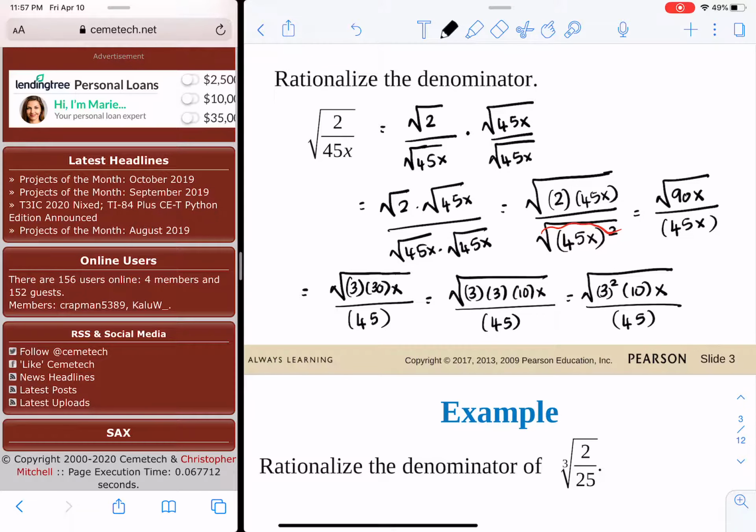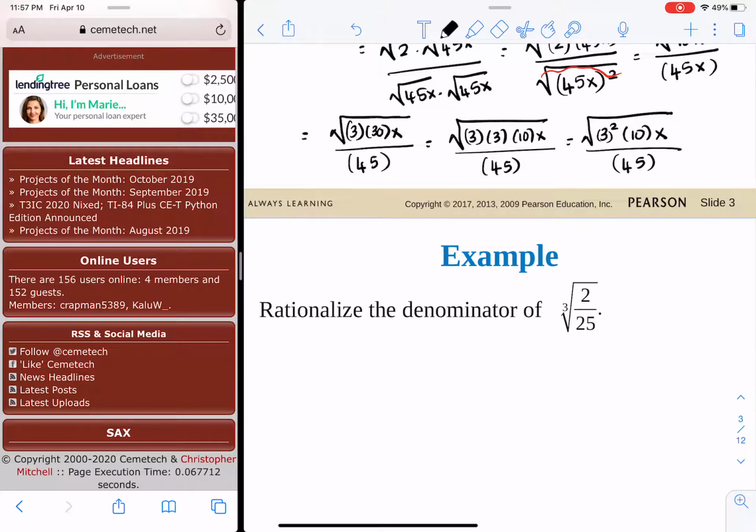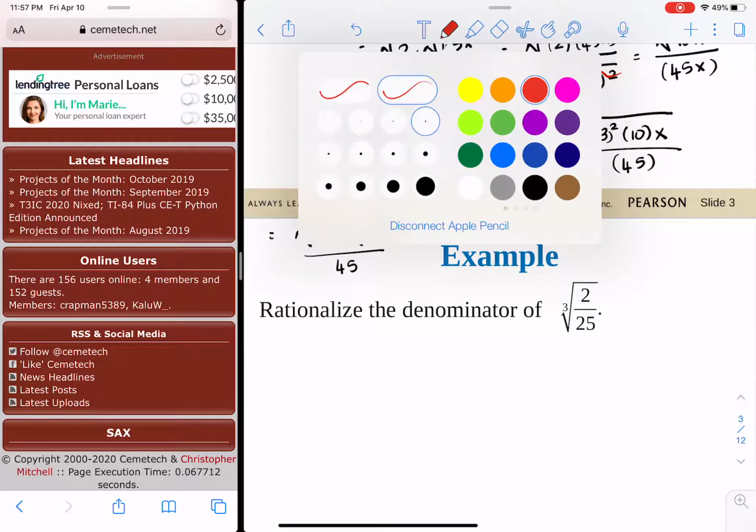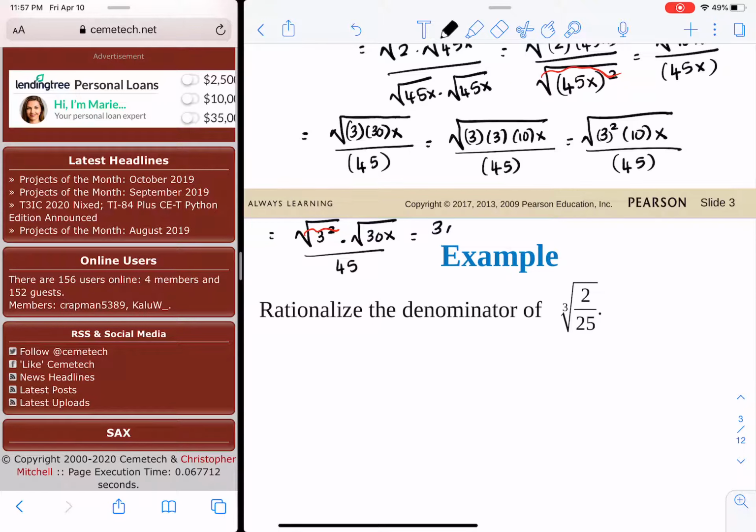divided by 45. If we split the numerator, we have square root of 3 squared times square root of 30x over 45. The root and the square would go away, and we would simply have 3 square root of 30x over 45. But 3 and 45 can cancel, 15 times there, so we have square root of 30x over 15. And we successfully got rid of the root in the denominator.